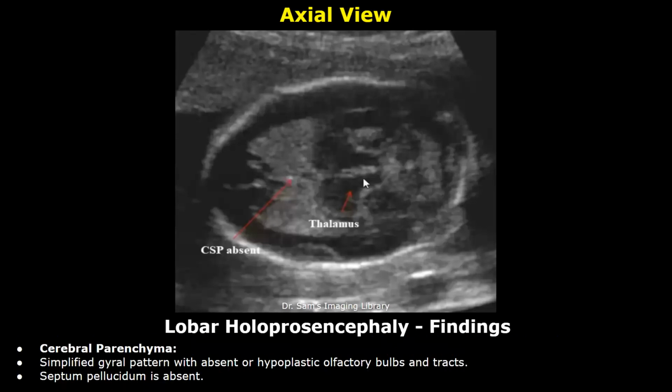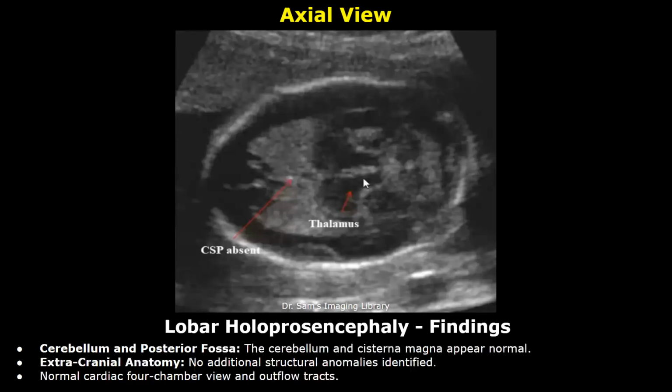Cerebral parenchyma, simplified gyral pattern with absent or hypoplastic olfactory bulbs and tracts. Septum pellucidum is absent. Cerebellum and posterior fossa. The cerebellum and cisterna magna appear normal. Extracranial anatomy. No additional structural anomalies identified. Normal cardiac four-chamber view and outflow tracts.